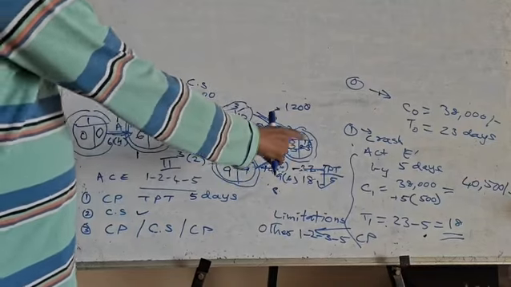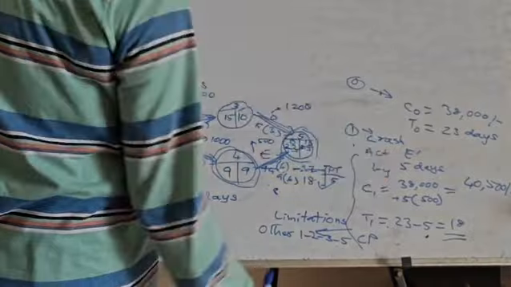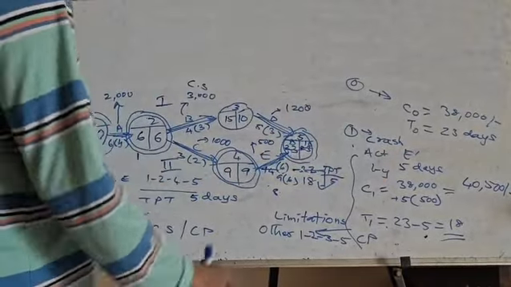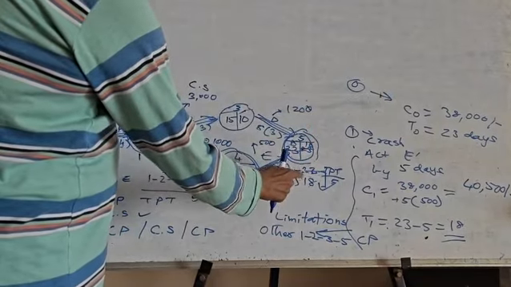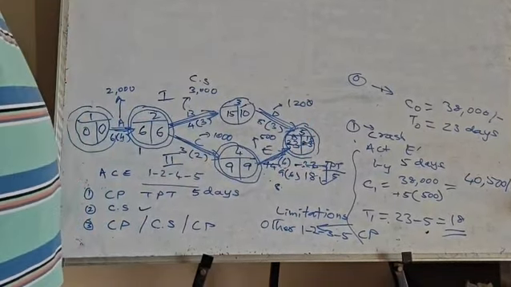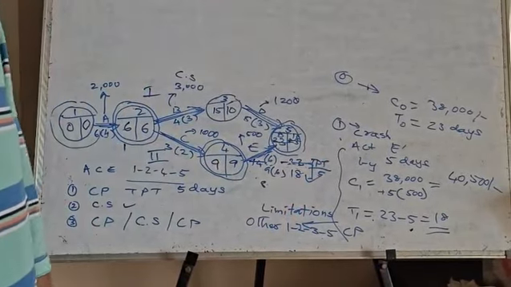So what I have done in the first stage, I have crashed activity E by 5 days. I could have done more also, but the difference between this path and this path, if you take the durations here, was only 5 days. So that is the reason why I have taken 5 days. So we need to check the final timings also.